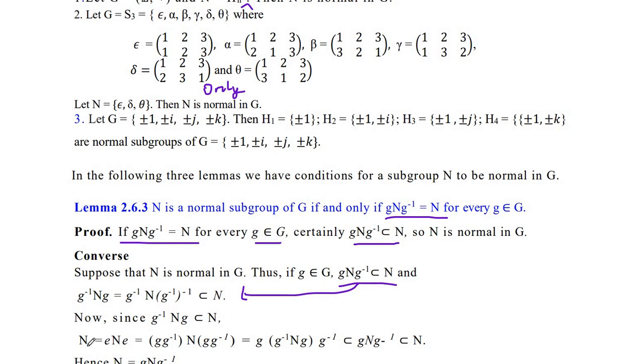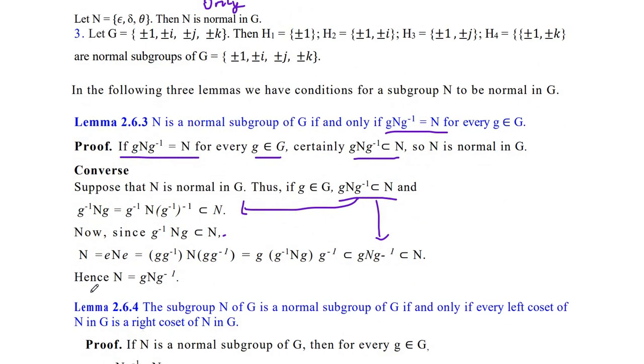So you consider now N, and rewrite that as eNe, because N has e, you can rewrite it in this way, and replace your e by gg⁻¹, and again this e is also the identity element, and group it like this. Because of this, the whole lot is contained in N, and you have gNg⁻¹ contained in N. So what happens? This gNg⁻¹ is sandwiched between N and N itself. So there is no other way, N should be equal to gNg⁻¹.